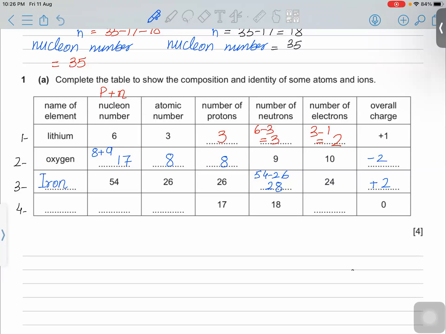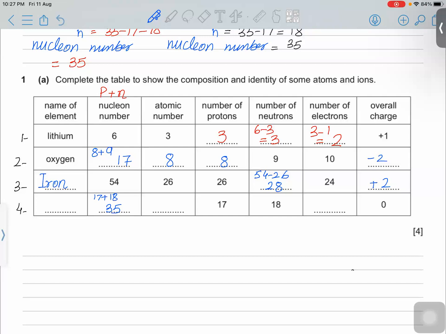Now, Abu Bakr, question number 4. Yes, sir. For question number 4, it's going to be the nucleon number, 35, because the number of protons is 17 and the number of neutrons is 18. So the element will be chlorine. Always identify the element by the proton number. Do not look at the nucleon number, because we have different isotopes, so you can give the wrong answer.